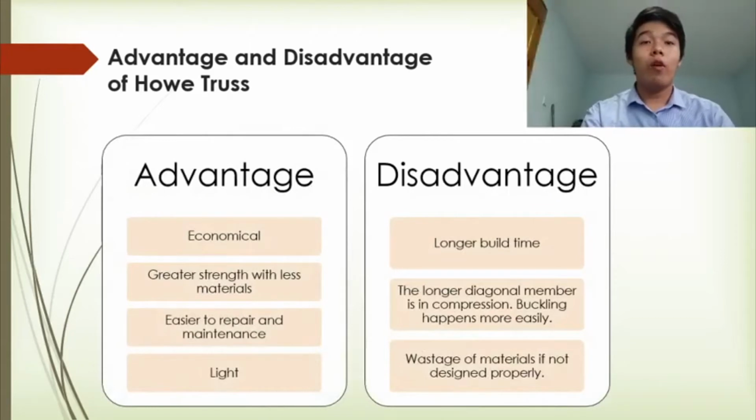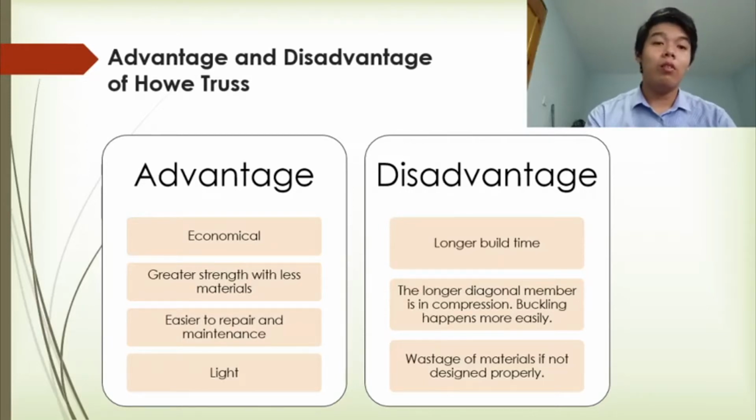The advantage of the Howe truss is that it is economical. This is because the quantity of materials used is less, and in the past, people built the inclined members of the Howe truss bridge using cheaper timber since they are in compression. It is a simple and light bridge design, but it can carry a heavy load. In the future, it will be easier for maintenance and repair since it does not involve a complex structure.